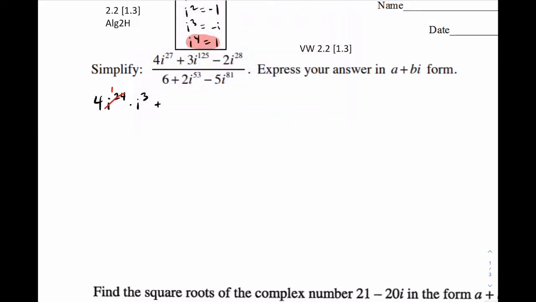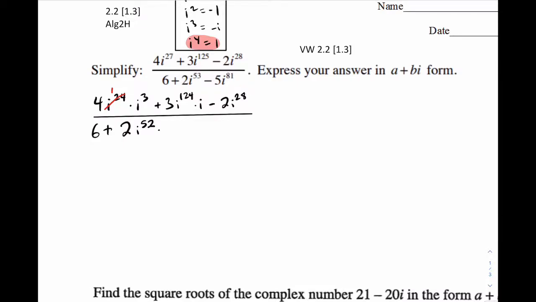So plus 3, so think about 125. 124 would be the biggest multiple of 4 in there, and that has 1 i left over. And 28 is nice because that's already good, so we can leave that alone. Next one we have 6 plus 2. So think about 53. The largest multiple of 4 in 53 would be 52. And then there'd be 1 left over, minus 5, and then i to the 80 times i.